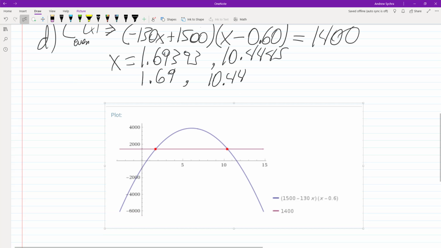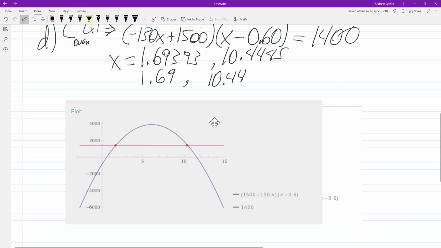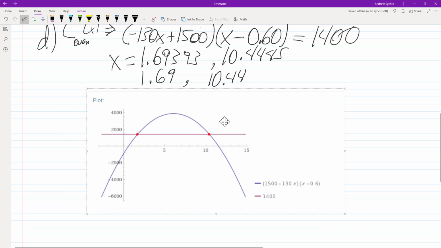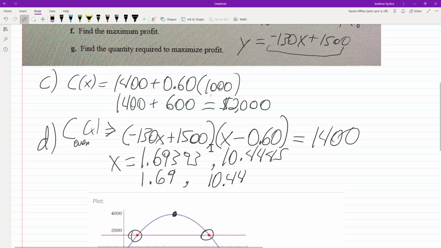So here's our graph right here. I just wanted to add this in. And there's our break-even points. And next, what we want to do is find the maximization. So it'll probably be around here. It looks like it's going to be like $6 or something. I have no idea.